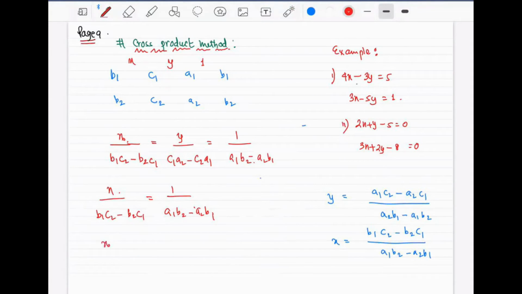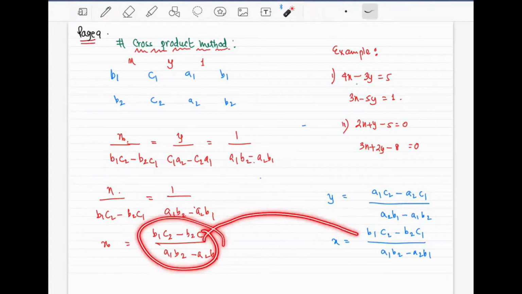We get x remaining on the left hand side. I'm taking this portion outwards. I'm just multiplying this and this. That way we are going to get b1 c2 minus b2 c1 divided by a1 b2 minus a2 b1. This is this value exactly, right? b1 c2 minus b2 c1 by a1 b2 minus a2 b1.